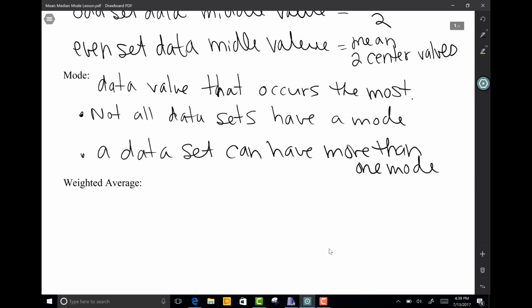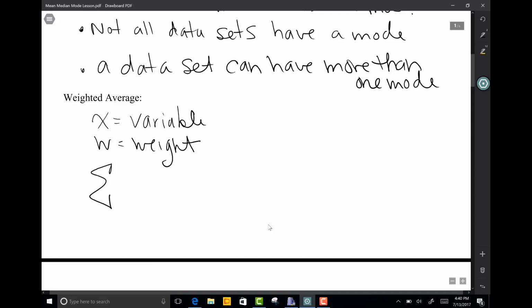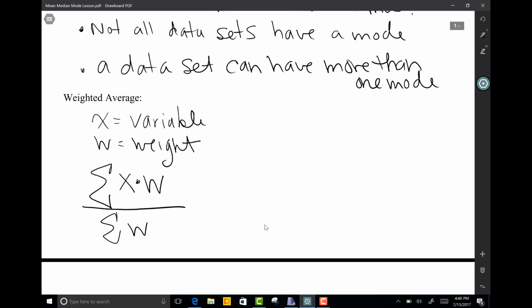Now for the weighted average, if you have X as your data values, your variable, and W is the weight, your weighted average is going to look like this. You're going to take the sum of each data value times its weight and divide it by the sum of all the weights. And again, this is going to make more sense after we do an example.